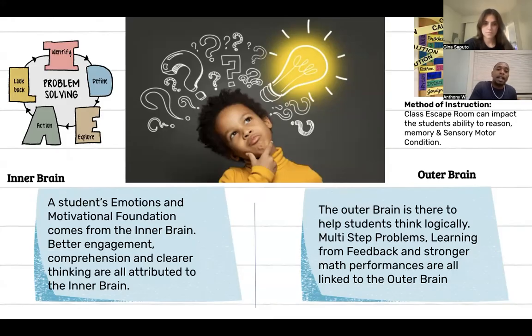The inner brain, a student's emotions and motivational foundation comes from the inner brain. Better engagement, comprehension, and clearer thinking are all attributed to the inner brain. Next, the outer brain. The outer brain is there to help students think logically. Multi step problems, learning from feedback, and stronger math performances are all linked to the outer brain.